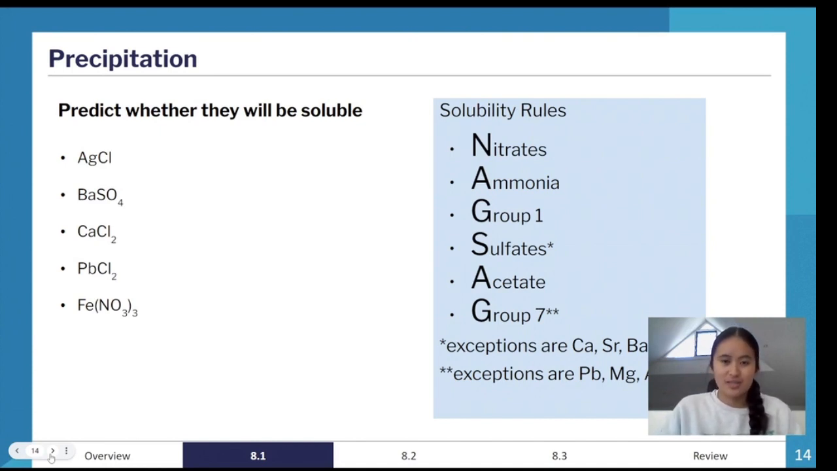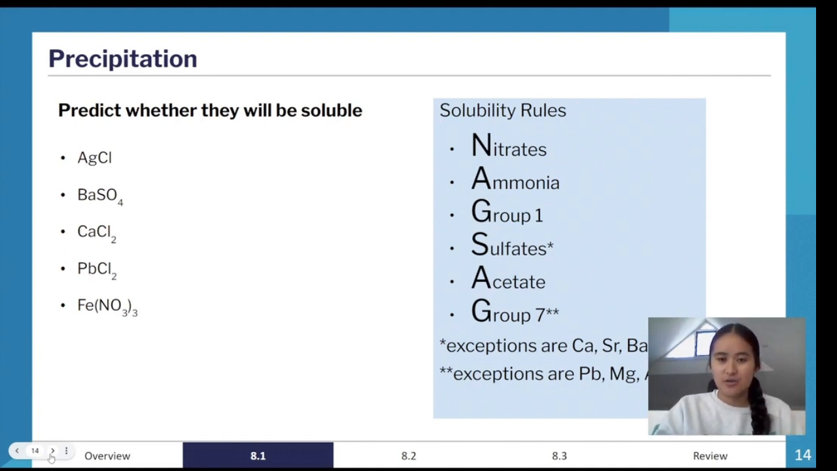So that's that. And then iron nitrate, iron 3 nitrate. Nitrates are all soluble, no exceptions, therefore iron nitrate is soluble, no precipitate. So that was a little bit of the thinking process when you go through it.